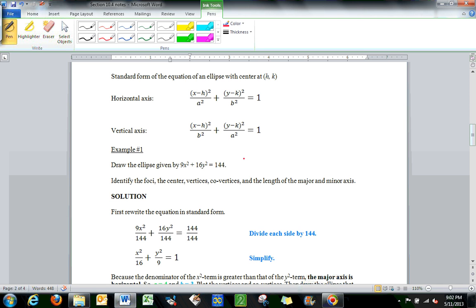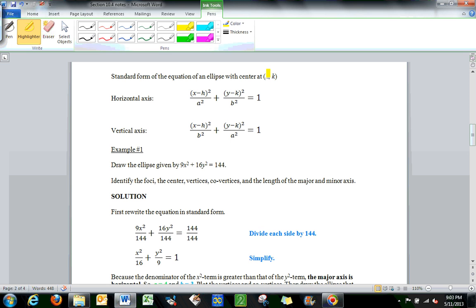For the next part about ellipses, we need to learn how to graph an ellipse. Before we get too in-depth in graphing an ellipse, there is another point that we need to review about the standard form of an ellipse.